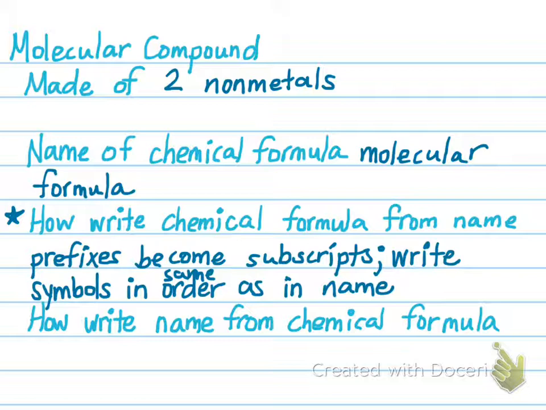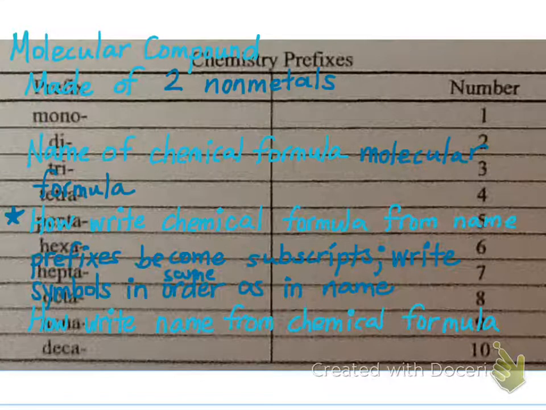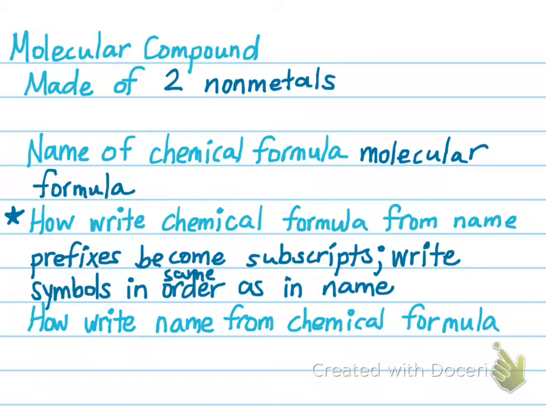So we're going to write the symbols in the same order as in the name, and our prefixes become our subscripts. Remember, you don't have to have those prefixes memorized, okay? Again, remember, you have this helper sheet that has all those prefixes on it. So you don't need to memorize those prefixes. You just need to know where that helper sheet is. Okay?